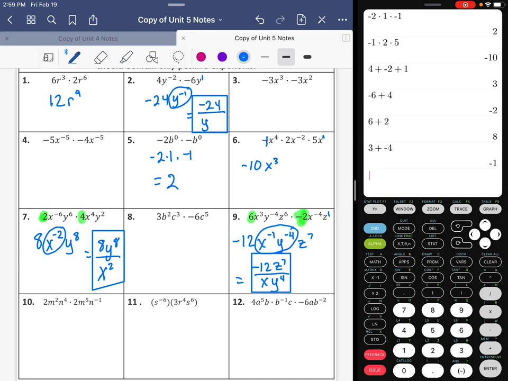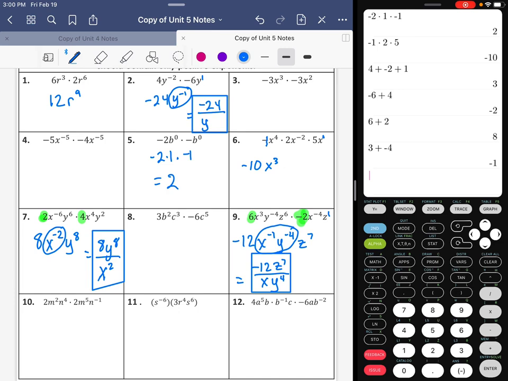All right. It looks like 10 is kind of like 9, and let's do 12, because 12 is set up a little bit differently with parentheses. Sometimes they do have parentheses instead of the dot.